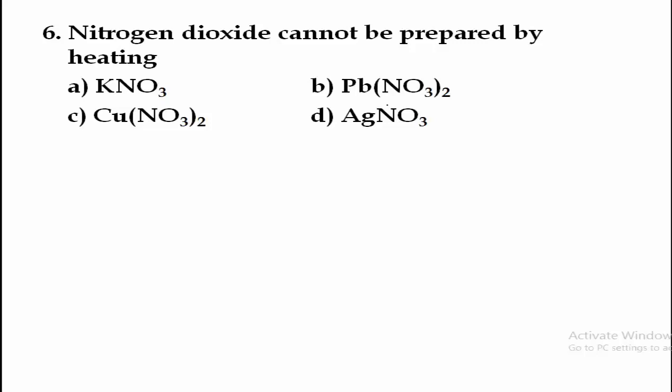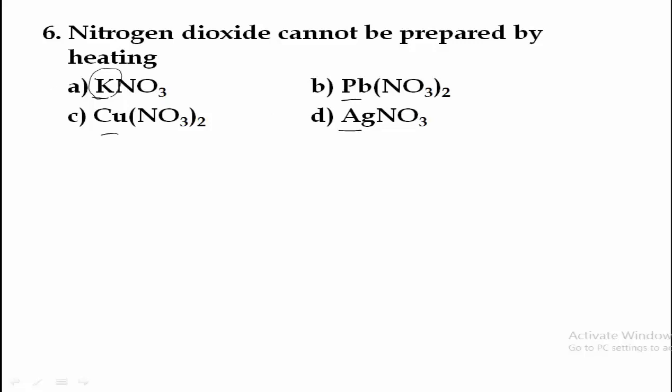those nitrates should be made up of heavy metals, meaning their atomic mass should be high, like lead, silver, copper. All these have heavy masses as compared to potassium. Thus potassium nitrate will not undergo decomposition on heating to give nitrogen dioxide. But in case of lead nitrate, silver nitrate, copper nitrate, these copper, silver, lead are heavy metals, so heavy metal nitrates will give nitrogen dioxide on heating.